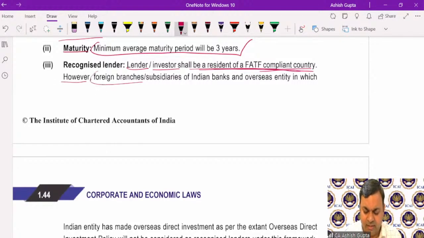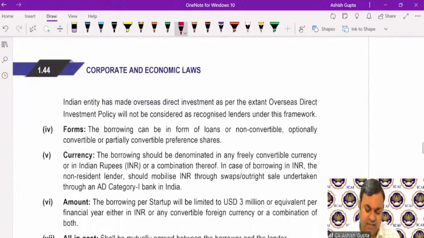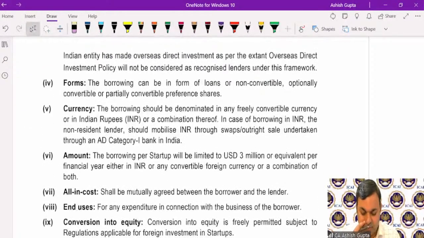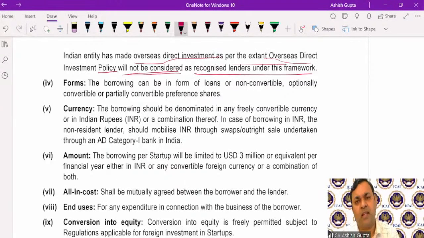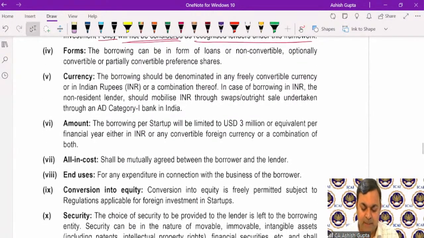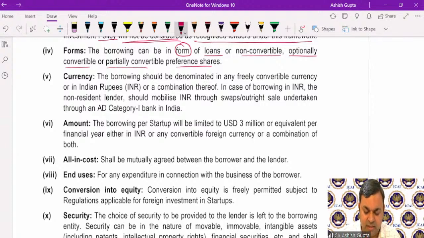However, foreign branches and subsidiaries of Indian banks, and overseas entities in which an Indian entity has made overseas direct investment as per the overseas direct investment policy, will not be considered as recognized lenders under this framework. The borrowing can be in the form of loans, non-convertible, optionally convertible, or partially convertible preference shares.